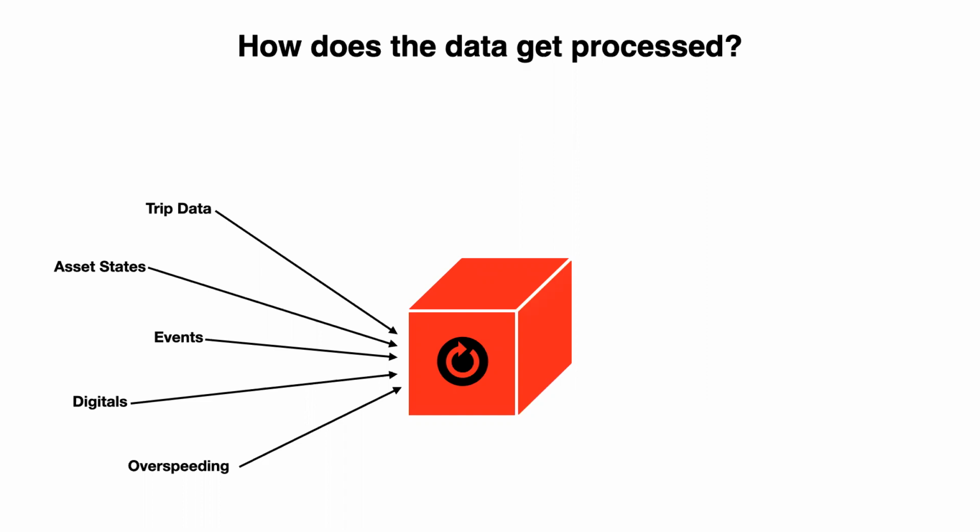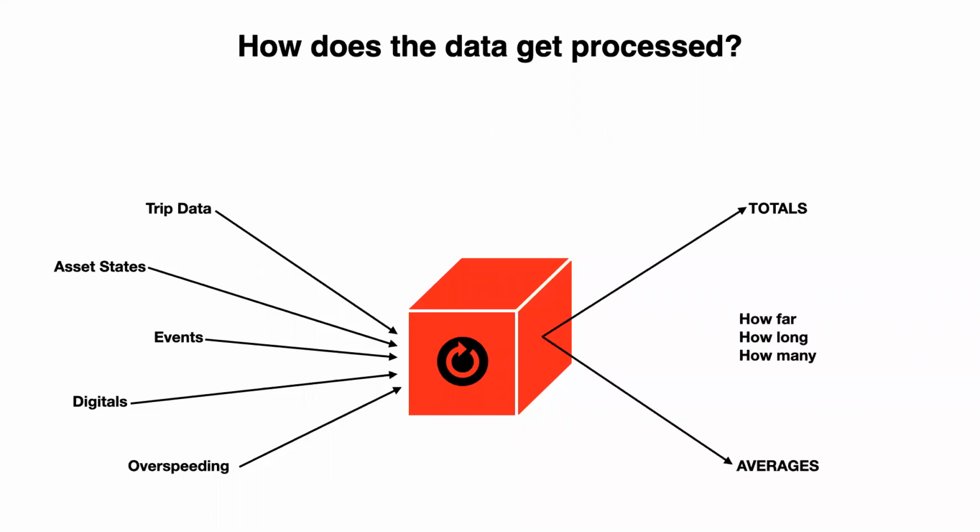It's a standalone server, and the idea is that the outputs are in the forms of totals and averages. So how far has a fleet of vehicles driven? How far has a vehicle driven? How active is a vehicle? How many hours a day is it active for? How long is it active for? And then you can compare individual vehicles against the fleet by using the averages.